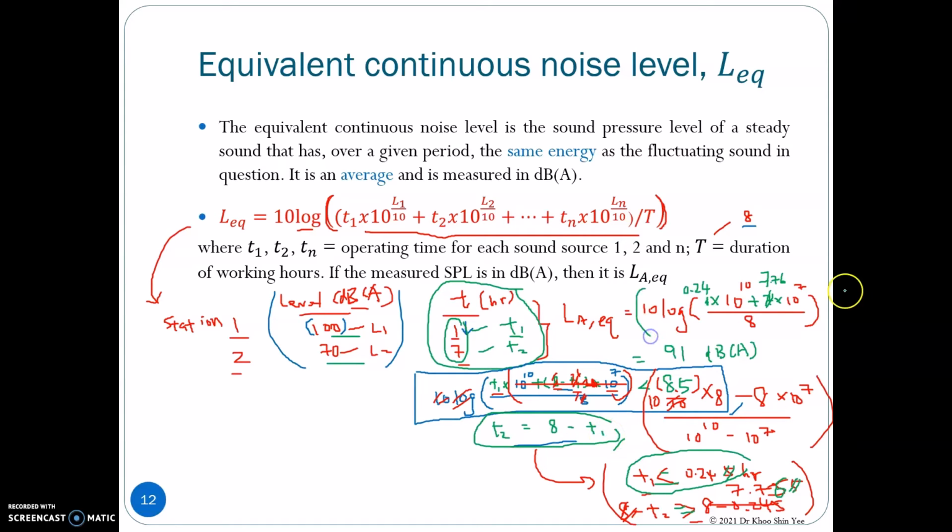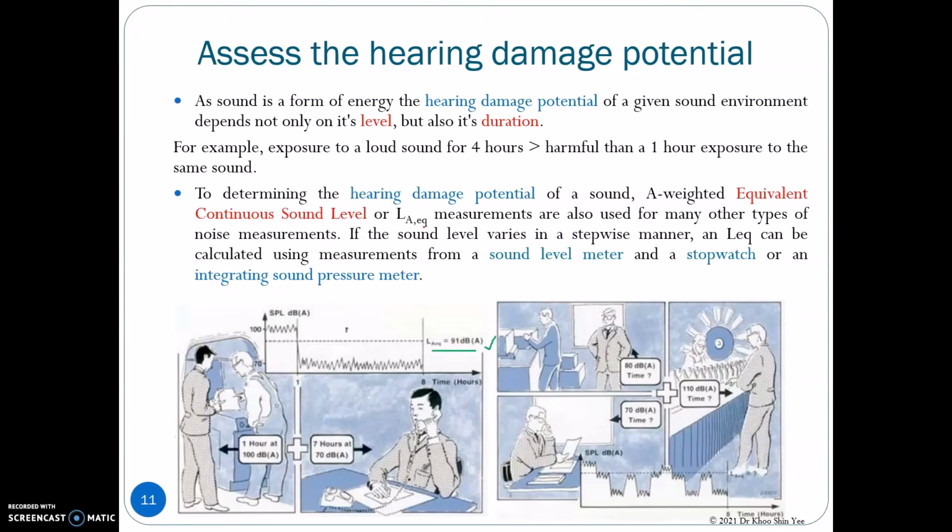If we compute the LAEQ again, we obtain the result to be 84.9, which is less than the noise limit, which is equal to 85 dBA. So you can see by adjusting the working time in each station, now we succeed to fulfill the standard. Now you should know how to compute the LEQ or the LAEQ.